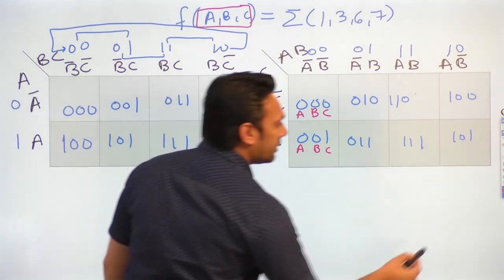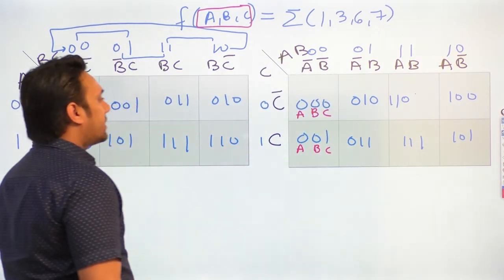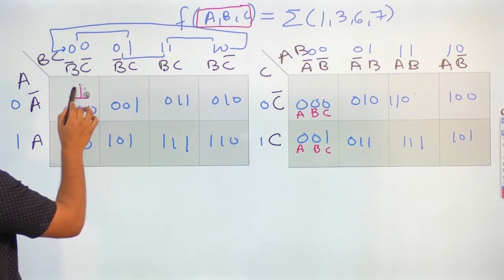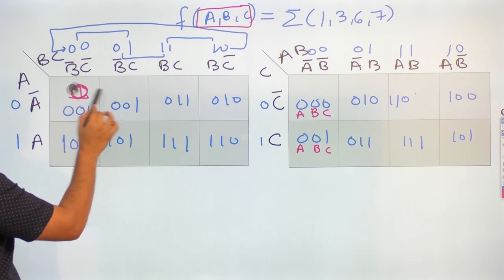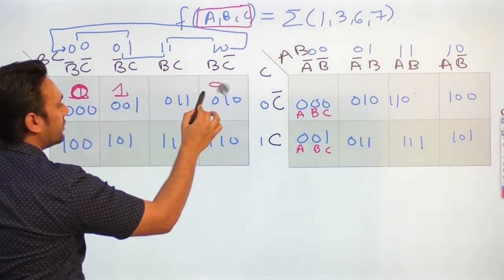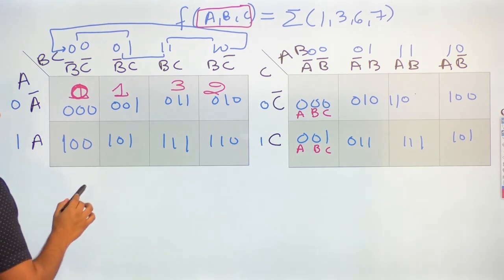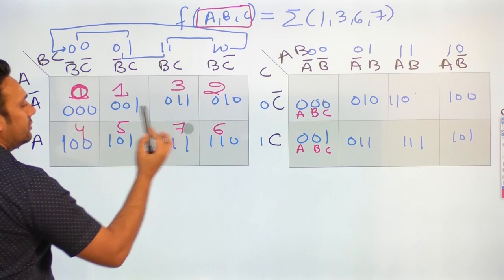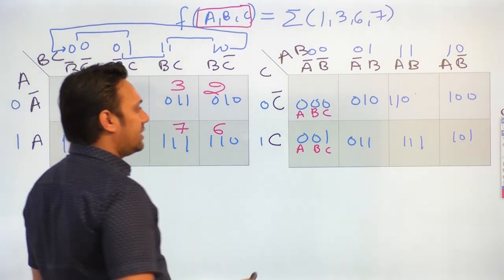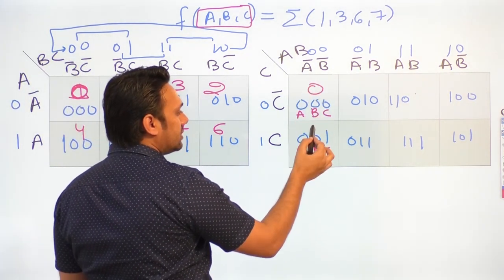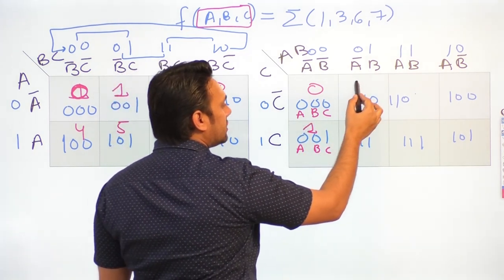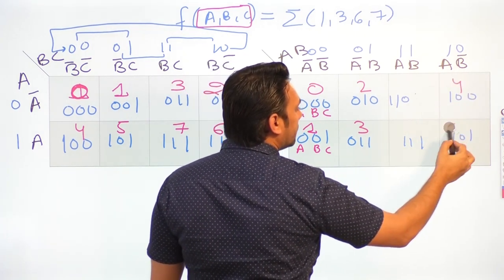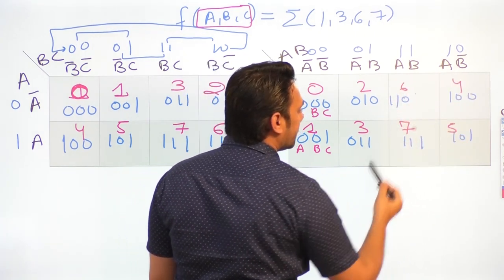Clear? Now in this case, if you write the equivalent decimal value, this is representing a decimal value 0, this is 1, this is 2, this is 3, decimal value 4, 5, 6, 7. In the same way, in this case, this is representing a decimal value 0, this is 1, this is 2, this is 3, this is 4, this is 5, this is 6 and this is 7.